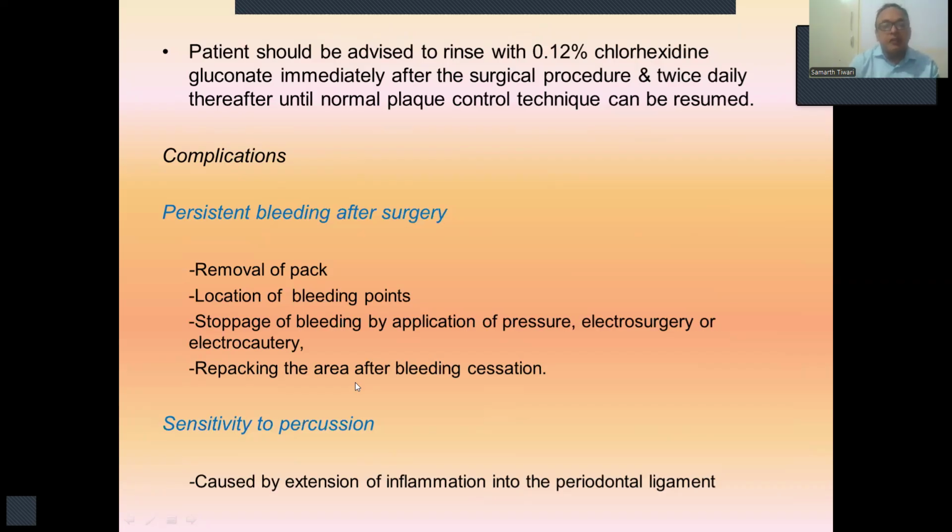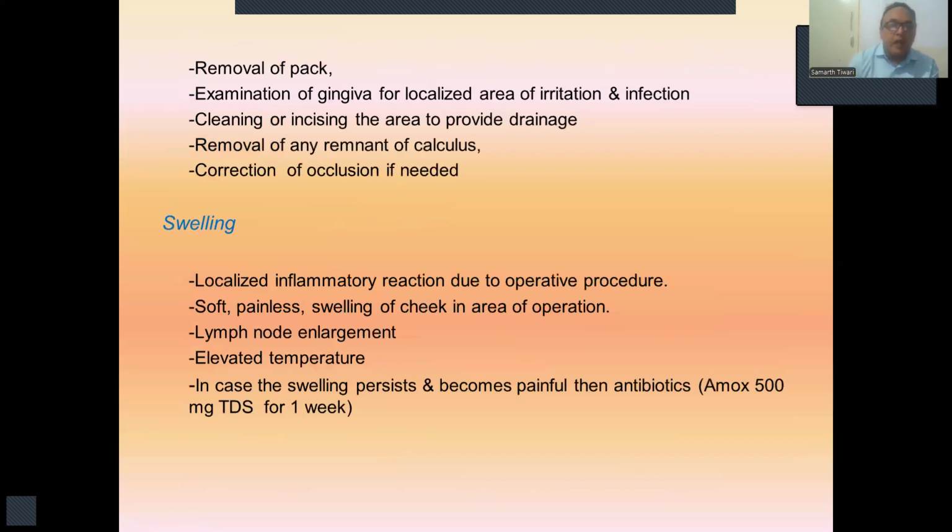Complications. Persistent bleeding after surgery: how it should be managed. The pack should be removed, the bleeding point located, and bleeding stopped by application of pressure, electrosurgery or electrocautery, then repacking the area after bleeding cessation. Sensitivity to percussion caused by expansion of inflammation into the periodontal ligament: removal of the pack, examination of the gingiva for a localized area of irritation and infection, cleaning or incising the area to provide drainage, removal of any remnant of calculus, and correction of occlusion if needed.